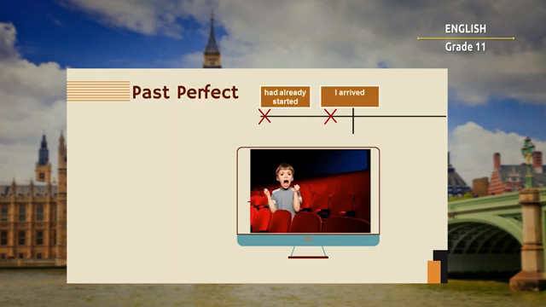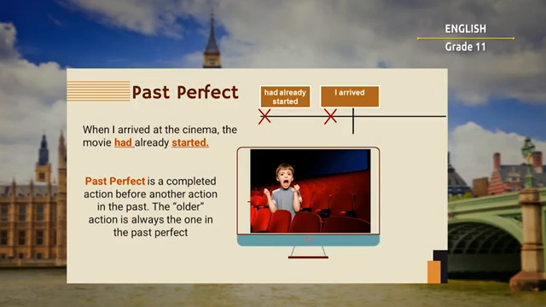Let's look at the next example. When I arrived at the cinema, the movie had already started. Past perfect tense describes completed events that took place in the past before another past event. We use it to make stories more interesting and easy to read. It is a completed action before another action in the past. The older action is always the one in the past perfect.